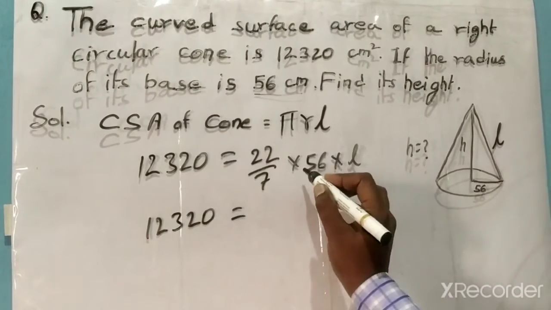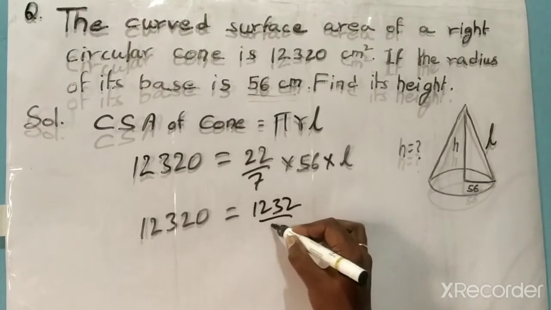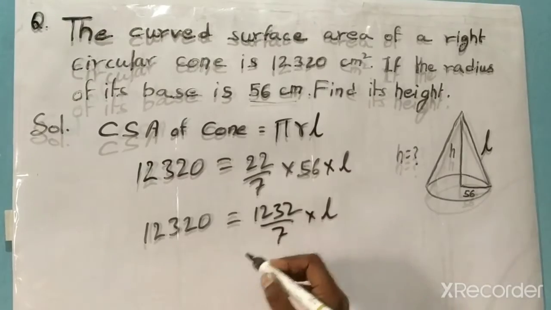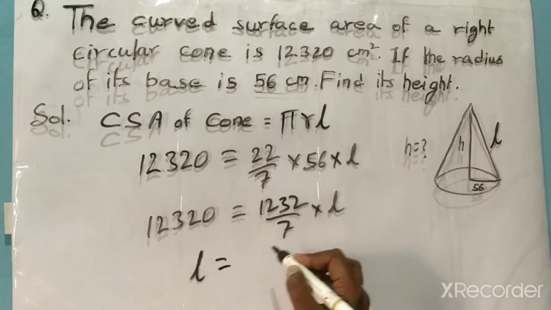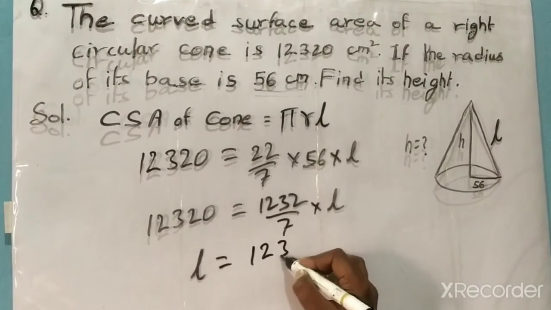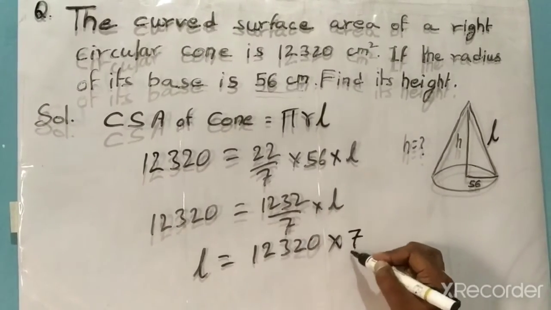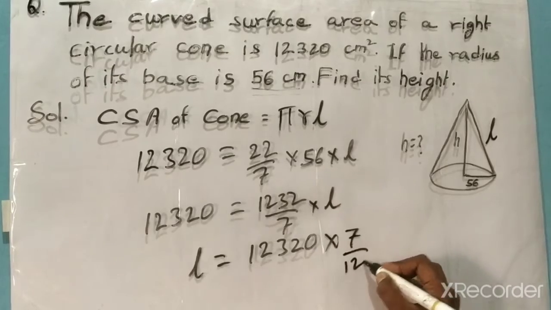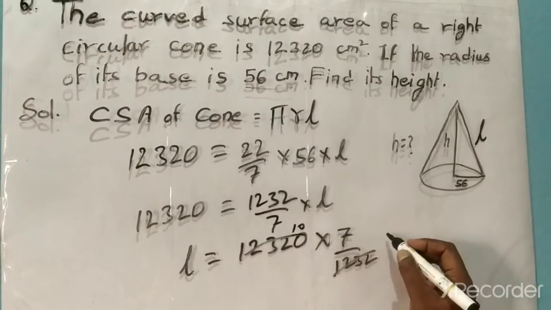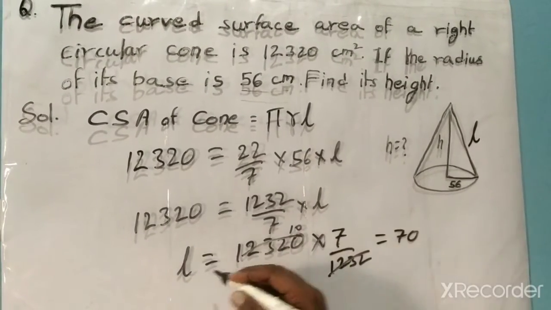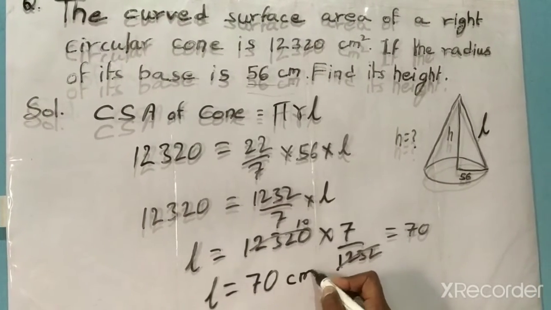12,320 equals, when we multiply this, it becomes 1232 by 7 into l. Now we bring this to the other side, then we find l. So l equals 12320 into 7 by 1232. This cancels to 10, now it becomes 70. So l is equal to 70 centimeter.